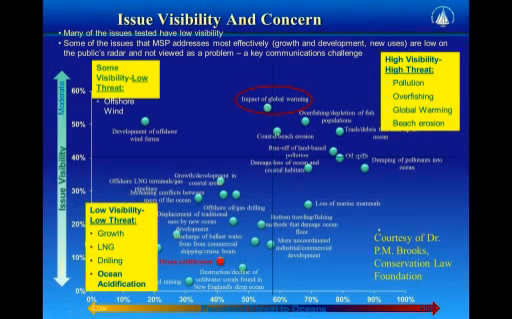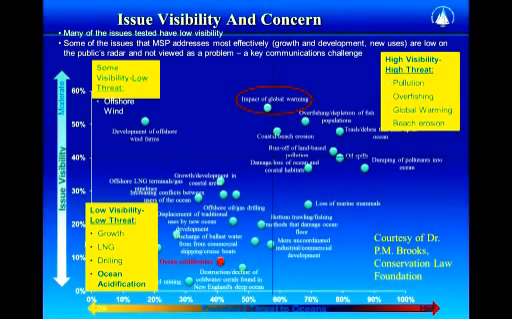Before I give a very last slide, I just want to show a slide that I got from the Conservation Law Foundation. This is an opinion survey they did in New England, looking at the perceived threat to the ocean among the public versus the issue of visibility. As you can see, global warming, for example, has a high perceived threat and a high issue visibility. But on the other hand, in New England, ocean acidification has very low visibility.